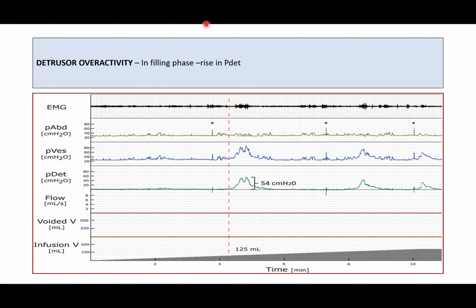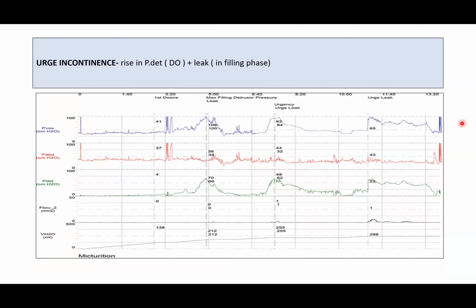Now coming to the next graph. Any questions so far, anyone? I hope the graphs are clear now.